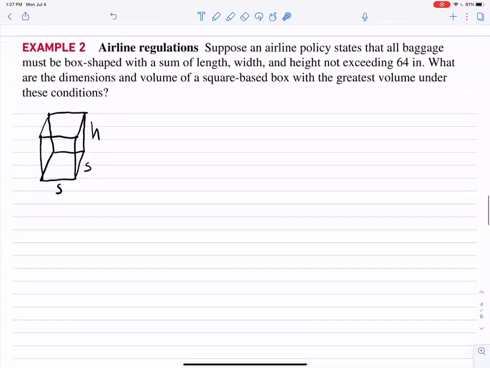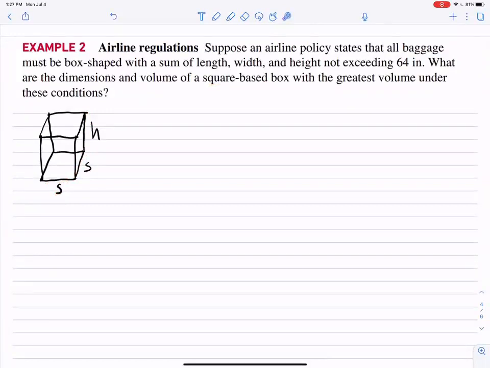Suppose an airline policy states that all baggage must be box shaped with a sum of length, width, and height not exceeding 64 inches. What are the dimensions and volume of a square base box with the greatest volume under these conditions? First thing I do is I draw a box. Draw a little box. And because it's a square based box, the side lengths are going to be S, and the height is H.